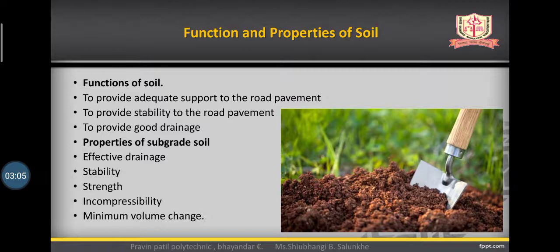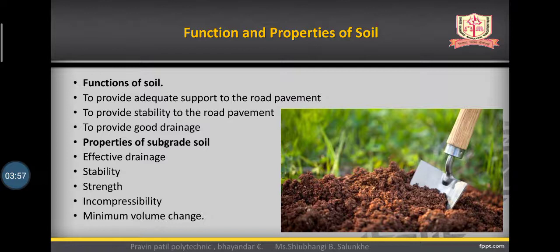Stability means it should not deform or change its shape. So the soil should be stable. It should not change its shape because of the vehicular load or because of the climatic change. Another function is to provide good drainage. Also, the soil should provide good drainage, because if water accumulates in the soil, then the soil will lose its strength. If soil loses strength, then obviously defects will be found on the road. So the soil should have good drainage.